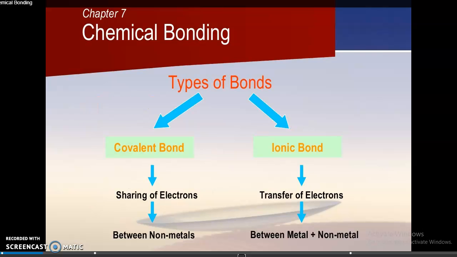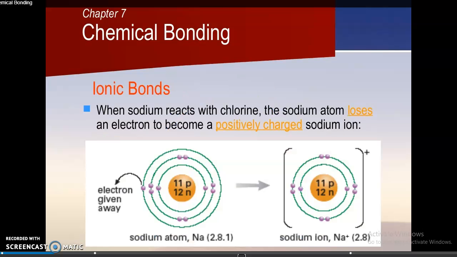Mainly, if we discuss the types of bonds, there are 2 major types. Covalent bond is because of the sharing of valence electrons. This sharing takes place between non-metals, while ionic bonding is the complete transfer of electrons, and this complete transfer takes place between metals and non-metals. Metals lose electrons and non-metals gain electrons. So let's discuss ionic bonding first.